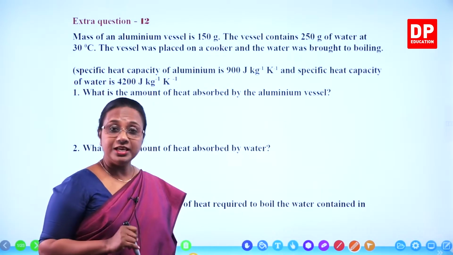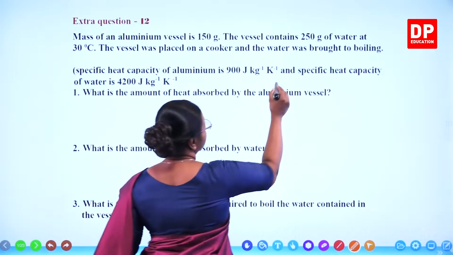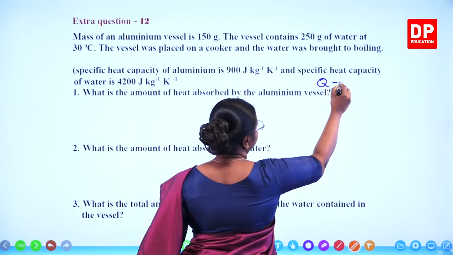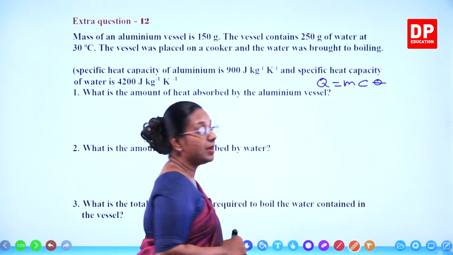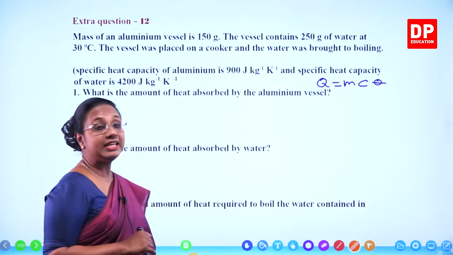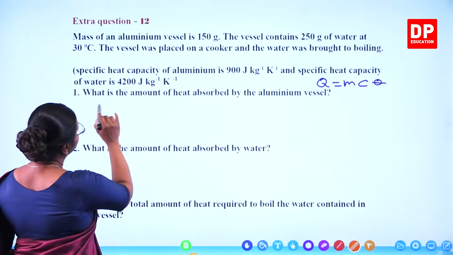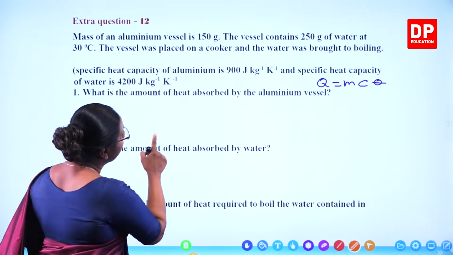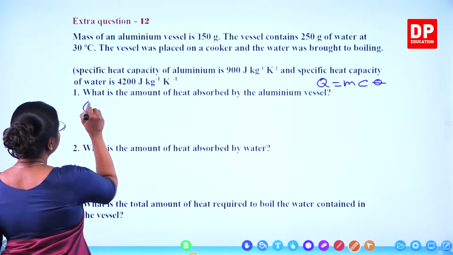So, you all know the equation, students. What is that? Q equals mc theta. So, here we will be using the equation Q equals mc theta. What is m? Mass of the substance. C is the specific heat capacity and theta is the change in temperature. So, here if I calculate the amount of heat absorbed by the aluminium vessel, that is going to be Q.